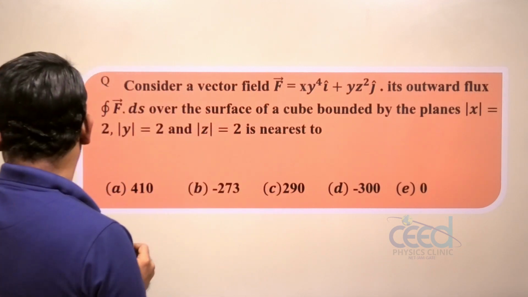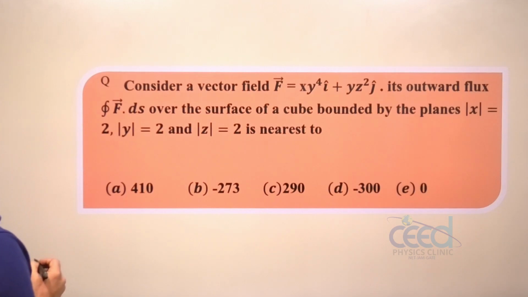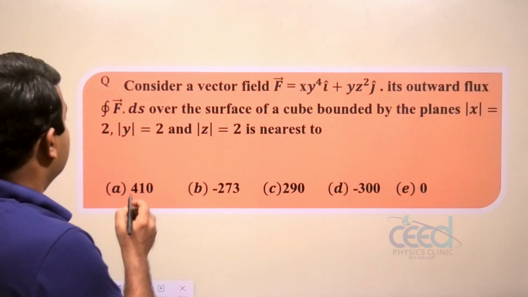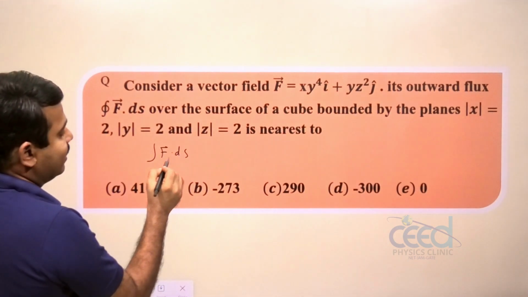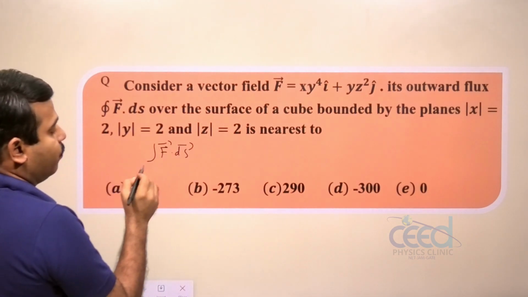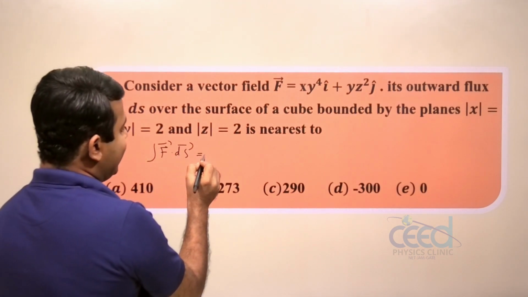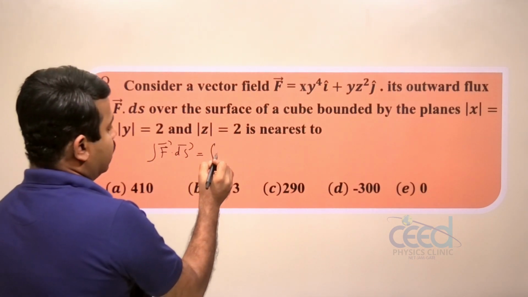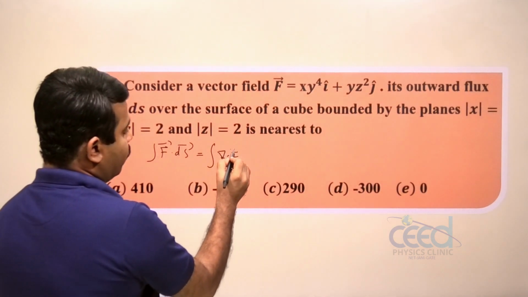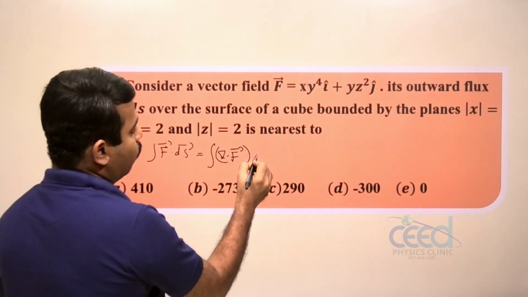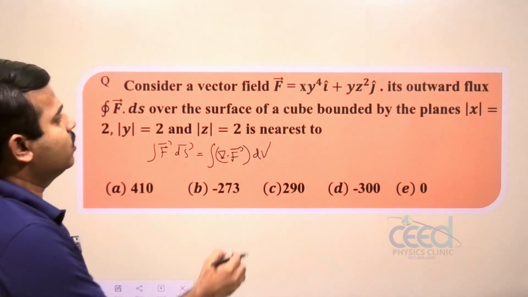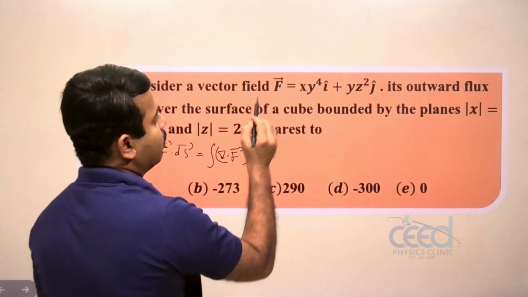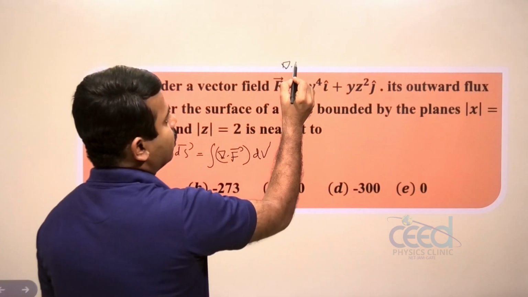So instead of calculating the surface integral, I will do: integral F dot dS, where this is my vector field, is equal to the integral of the divergence of this vector field times the volume element dv, right? Now the divergence of F is very simple to calculate. What is the divergence of F?